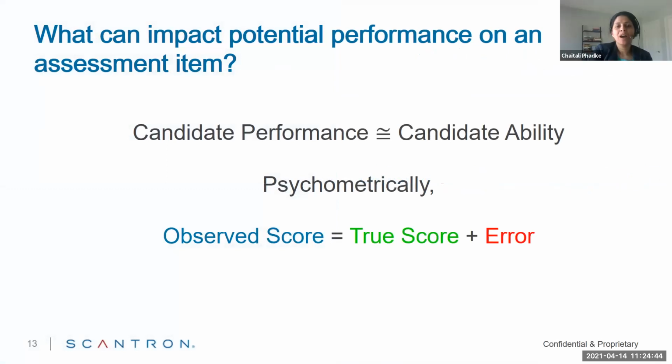Great. Thank you, Sarah. So I'm going to take the discussion on what impacts the potential performance forward by talking a bit on what constitutes the performance or exam scores. We often equate candidate performance to candidate ability. Now, in a psychometric sense, candidate performance is reflected in the observed score on the test. This observed score is a composite of a true score and some error. So this idea that the observed score is a composite of multiple factors gives us that equation: observed score is equal to true score plus error.